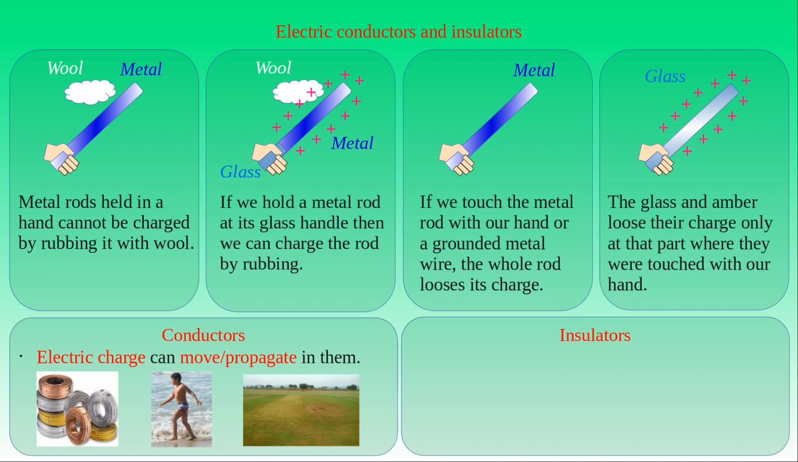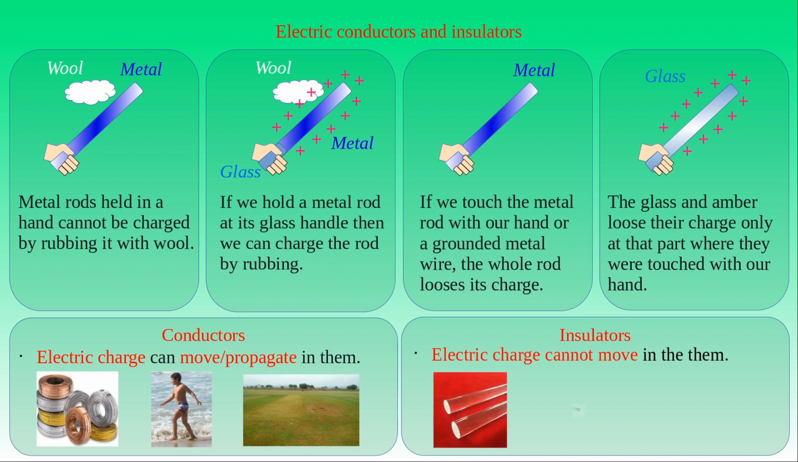As opposed to the conductors, electric charge cannot move in insulators. Such materials are, for example, glass, ebonite, or amber.